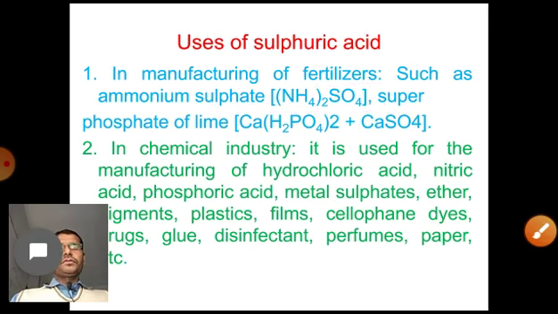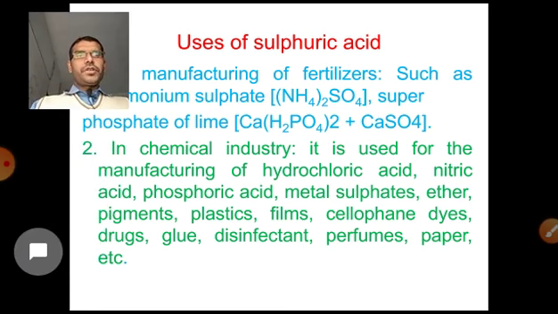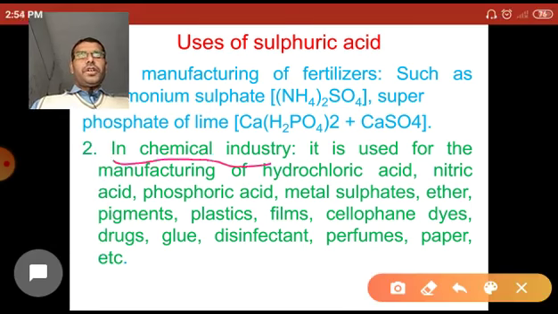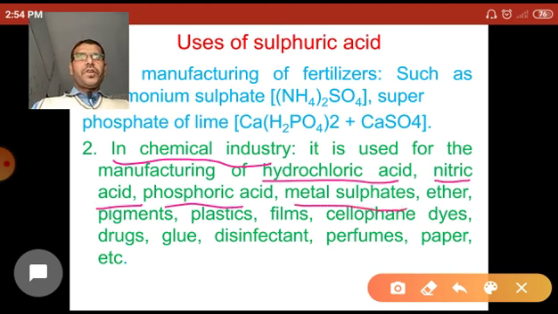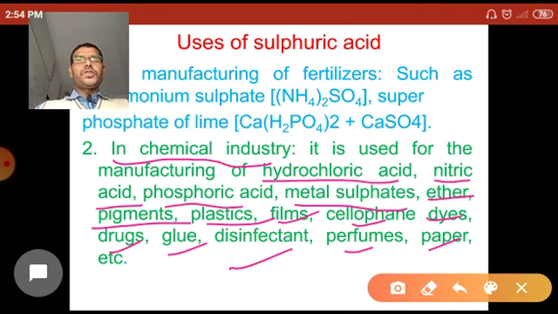Next use is in the chemical industries. Sulfuric acid is used in the manufacture of hydrochloric acid, nitric acid, phosphoric acid, metal sulfates, ether, pigments, plastics, film, cellophane, dye, drug, glue, disinfectant, perfumes, paper, etc. So there are many uses of sulfuric acid in the chemical industries.